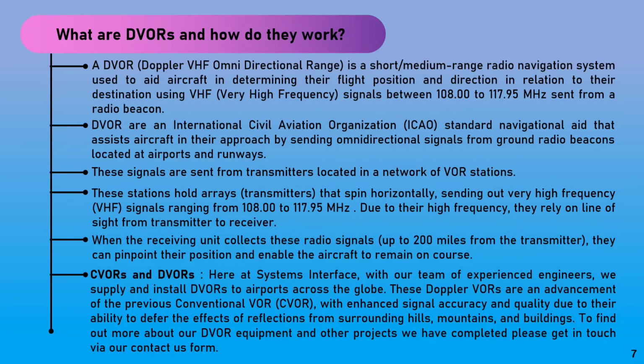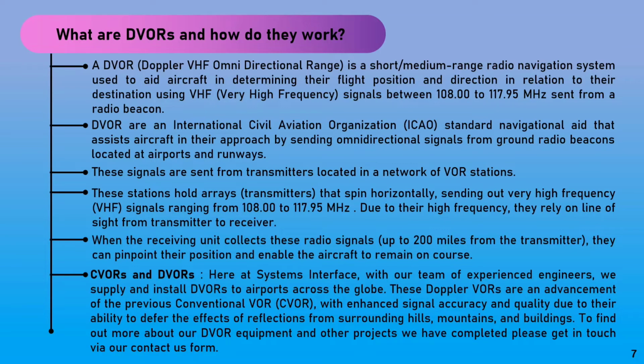What is a DVOR and how does it work? A DVOR, Doppler VHF omnidirectional range, is a short to medium range radio navigation system used to aid aircraft in determining their flight position and direction in relation to their destination using VHF, very high frequency, signals between 108 and 117.95 MHz sent from a radio beacon. DVORs are an International Civil Aviation Organization, ICAO, standard navigational aid that assists aircraft in their approach by sending an omnidirectional signal from the ground radio beacon located at an airport and runway.